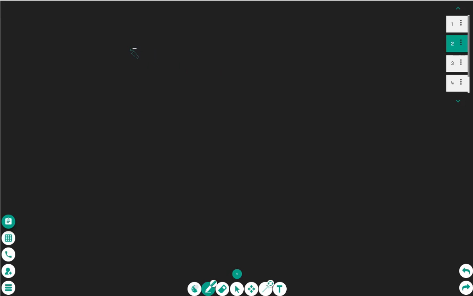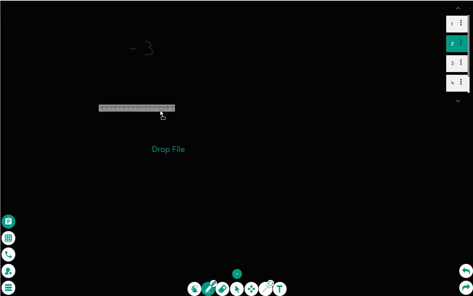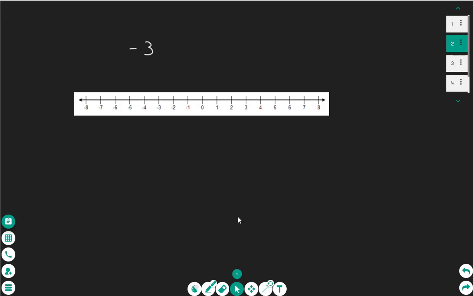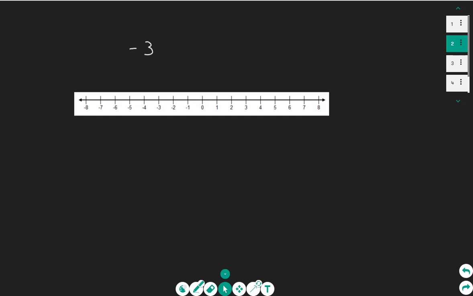If I have the number negative 3, for example, and I asked you, what exactly does that mean? Well, one way to think about negatives is to think of them as opposites of their positive counterparts. So, for example, if I take a number line and diagram where this negative 3 is going to be, let's say we start at 0.